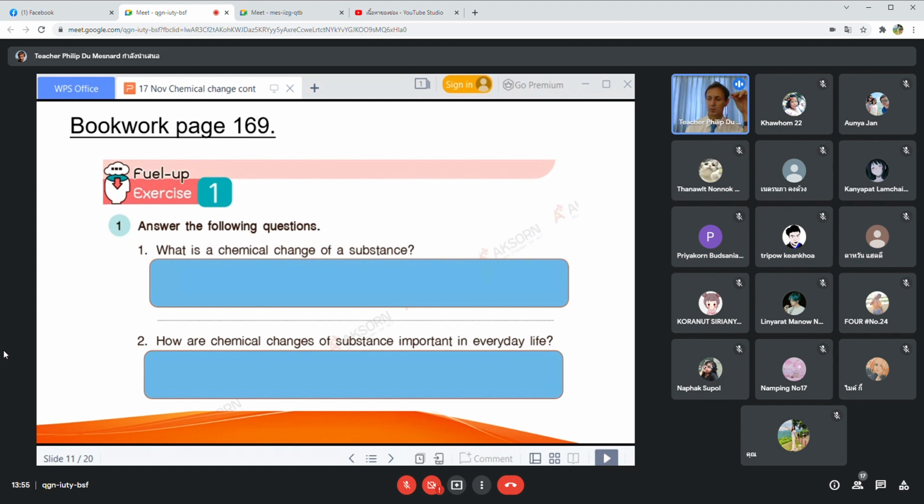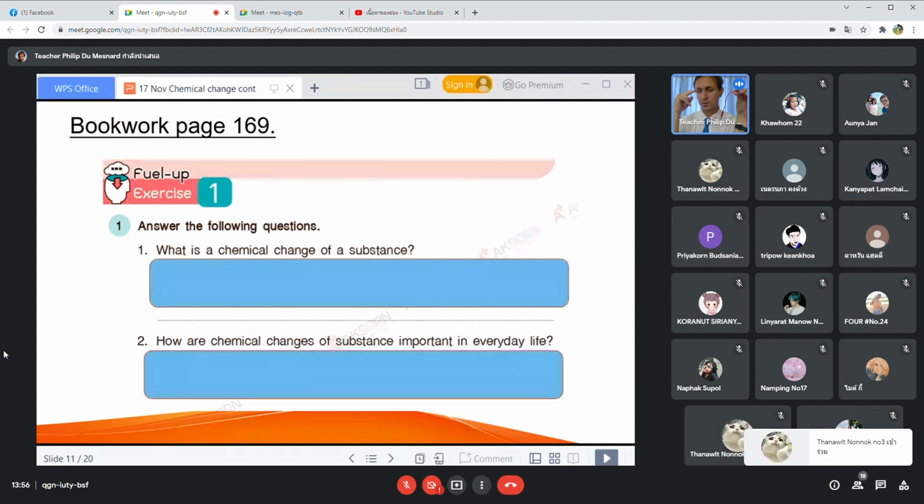Okay, I will read it slowly. Page 168, it says, chemical change is 1, a new substance is formed. 2, there are changes in the properties of the substance. 3, there's change in the structure. 4, this is an irreversible change, so you cannot take it back. And 5, an example would be to burn something, to cook something, or to ripen fruits. Okay, so that is chemical change.